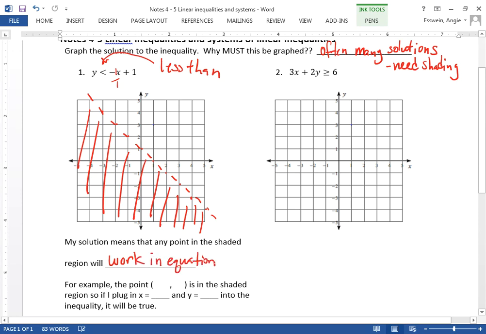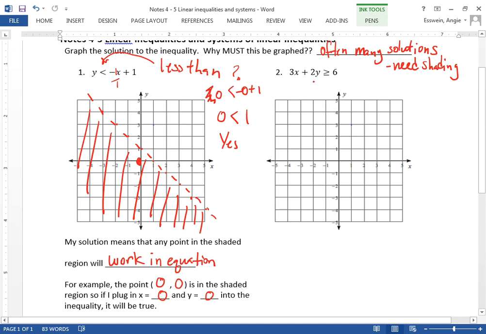So let's try a point. What would be an easy point in the shaded area to try? 0, 0. Yeah, 0, 0 is in the shaded region. So if I plug in x equals 0 and y equals 0 into the inequality, it will be true. Let's verify that. Is 0 less than -0 plus 1? Is 0 less than 1? Yes. And that would be true for every point in that region.